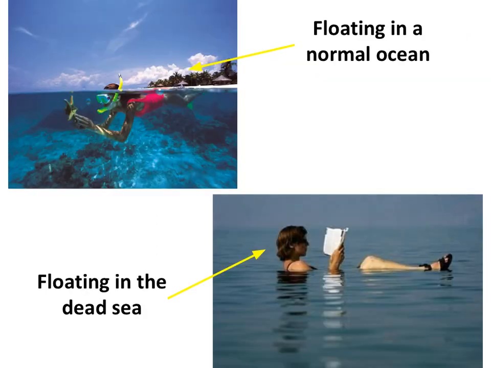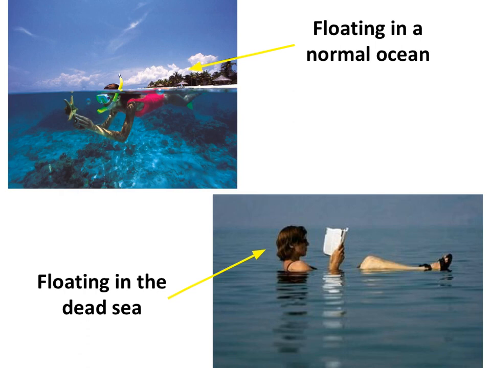All right, and then another example, floating in normal ocean water versus floating in the Dead Sea. Both of these are examples of salt water. When you add salt to water, it actually makes the water more dense. So it makes it easier for your body to float in it because your density is much lower in relationship to that of the water.